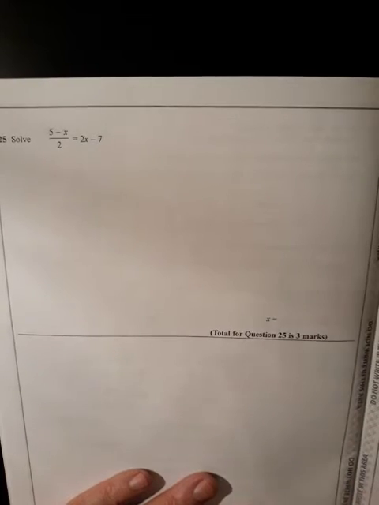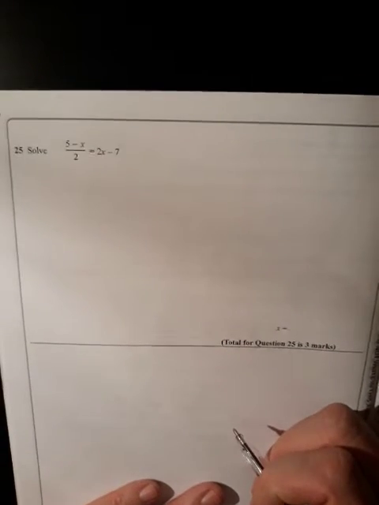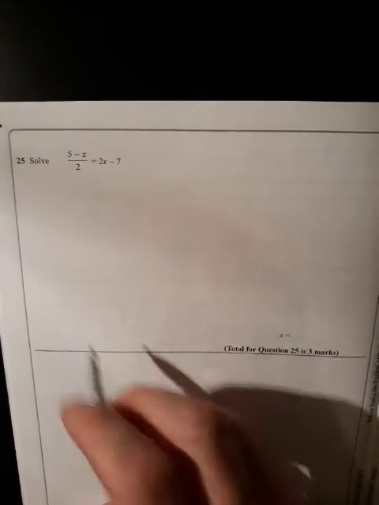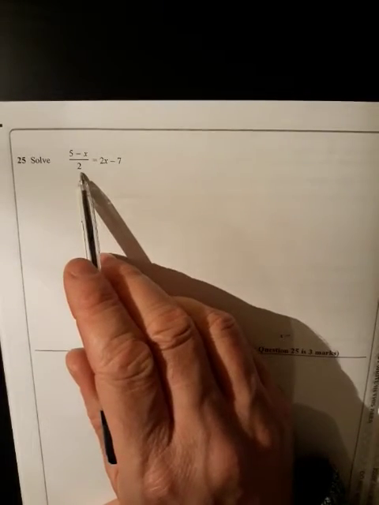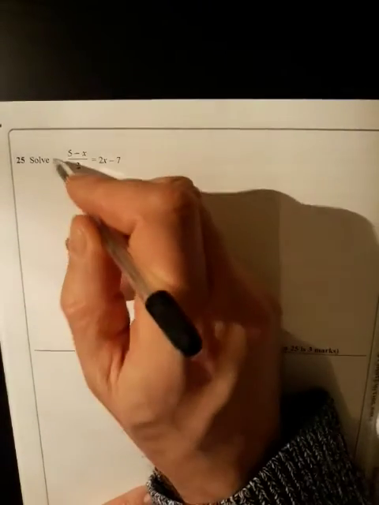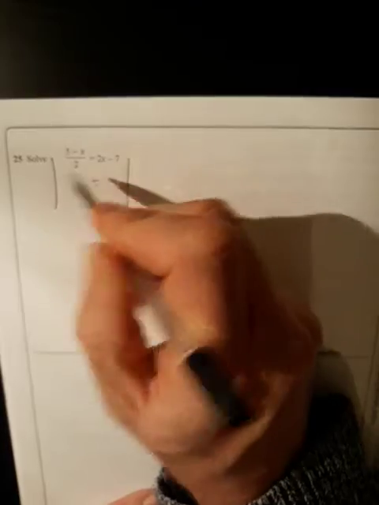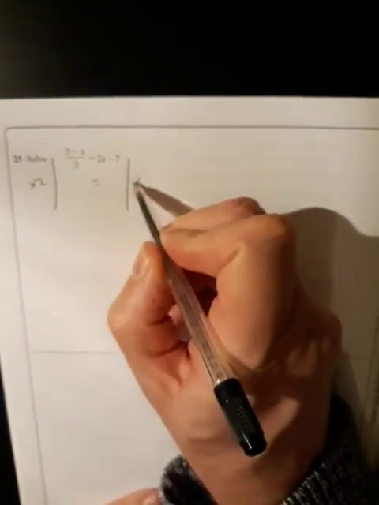Solving equations. Well, the problem with this equation, there's lots of ways to go about this one, but the problem with it is this 2 here. So we're going to get rid of that straight away. So we draw our lines, and we're going to times both sides of the equation by 2.